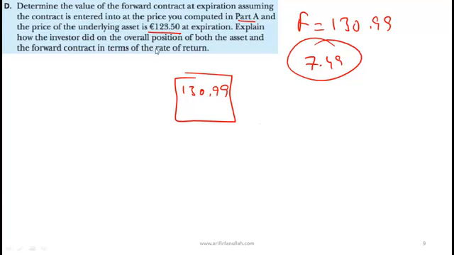Explain how the investor did on the overall position of both the asset and the forward contract in terms of a rate of return. So this is simply then calculating how much money he might have bought the asset for, and then how much he actually got at the end. I would say you do this, look at the example in the curriculum. All they've done is show that the return that was made was simply the risk-free rate. Okay, we can discuss this over the break if you are not clear.